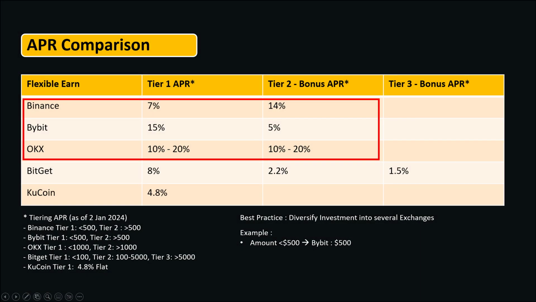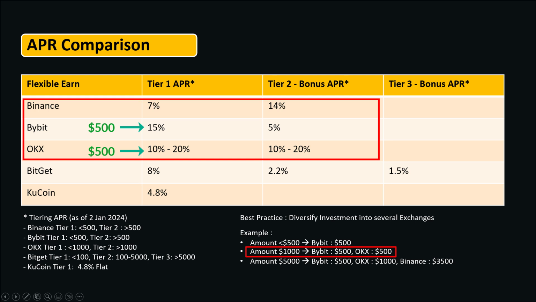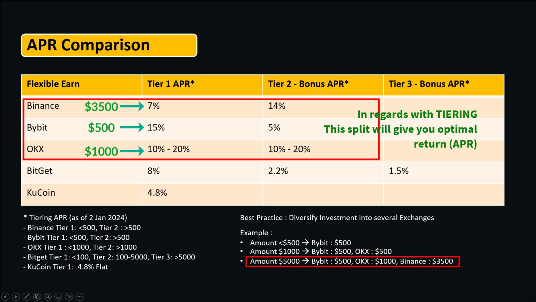I'll give you an example. If you have funds, let's say 500 or below to stake, stake at Bybit, because Bybit gives you the highest return. If you have 1000, let's say, you can stake your funds at Bybit 500 and OKX 500. And after 5K, you can split between Bybit for 500, OKX for 1000, and the rest 3.5K to Binance. Now, this APR might change and fluctuate all the time, but I hope you got the idea on how to create your staking portfolio between exchanges to give you the highest return.